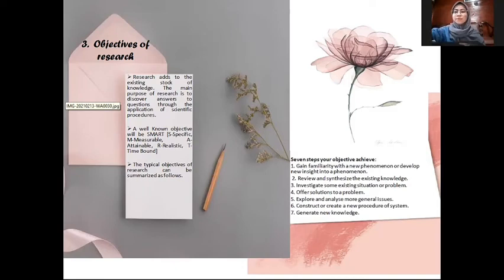Okay, let's move on. There are 7 steps to achieve your objective. First is gain familiarity with a new phenomenon. The meaning of phenomenon is like seeing your target and what type of idea we are generating through the objective. The second is review and synthesize the existing knowledge. Third is investigate some existing situation or problem. And fourth is offer a solution to a problem. It means what type of solution you will get according to your problem.